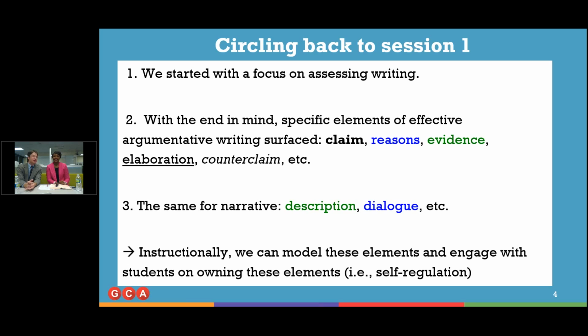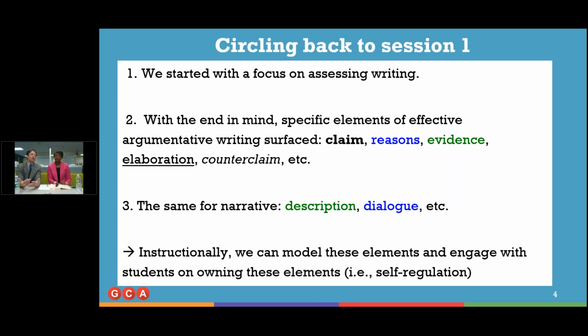Just circling back a little bit to what we covered in session 1, we started with a focus on assessing writing, really for one key reason, because in that discussion we found out, in 2 of the genres, argumentative writing as well as narrative writing, some of the very specific elements that would be particular to those 2 genres. So for instance, in argumentative writing we have elements or vocabulary such as claim, reason, evidence, elaboration, sometimes called analysis, depending on the context. At grade 7 and higher, students are going to need to address counterclaims.